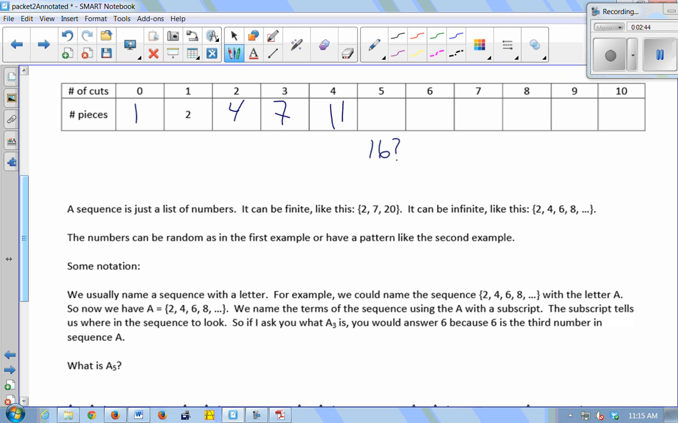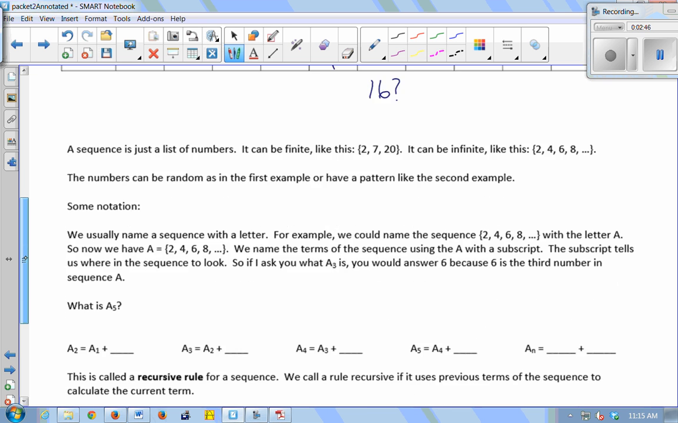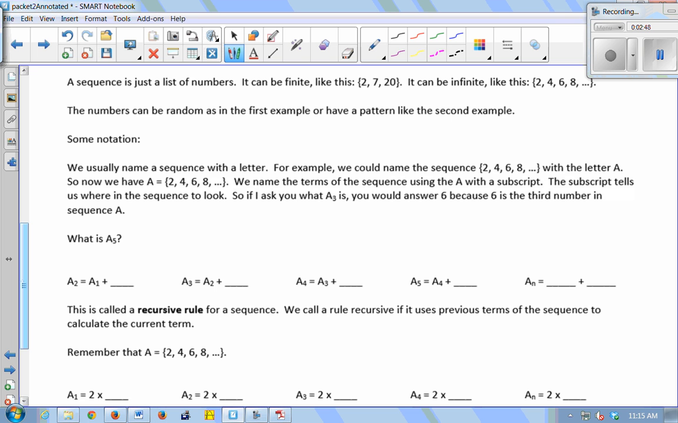Okay, so some notation that we use around sequences, around lists of numbers. We usually name a sequence with a letter. So for example, we could name the sequence 2, 4, 6, 8, 10, 12, etc. We could name that sequence A. So we now have A equals that list of numbers.